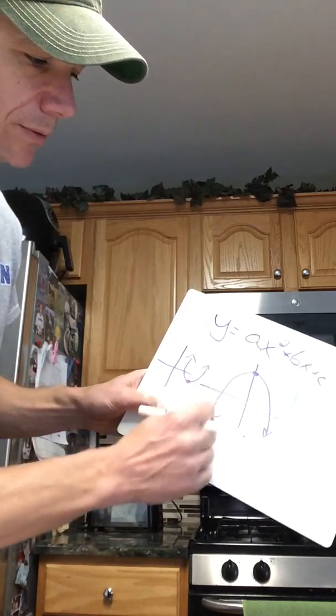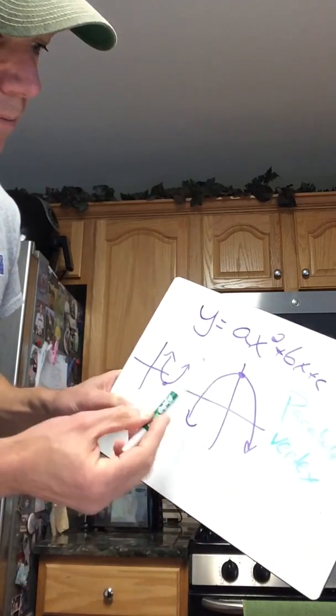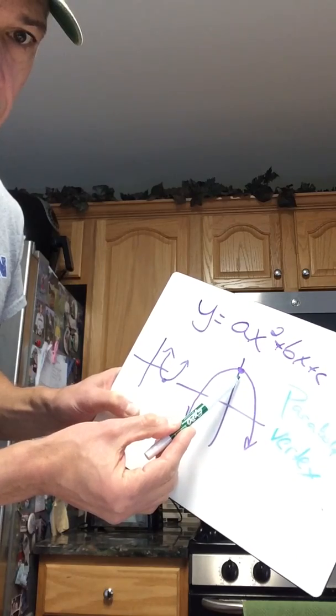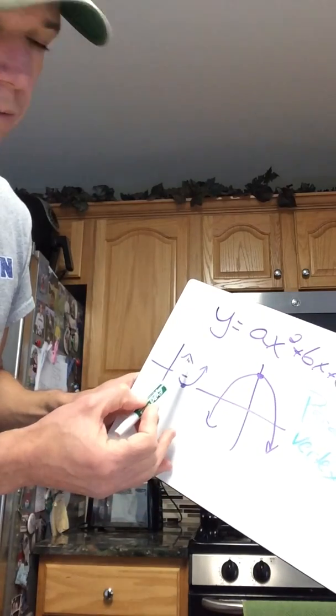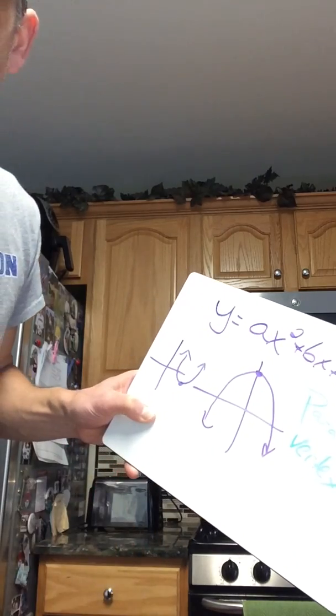P-A-R-A-B-O-L-A. That's the shape. It's called a parabola. You're going to have a vertex, which is just the maximum point when it's opening downward, or the minimum point when it's opening upward. We're going to figure out how to find that vertex as this chapter progresses.